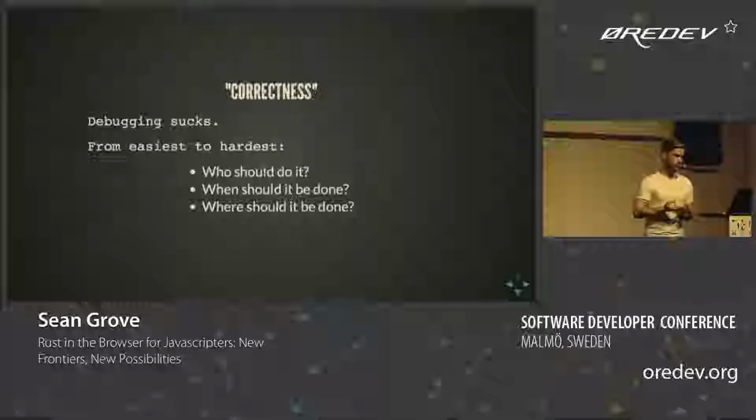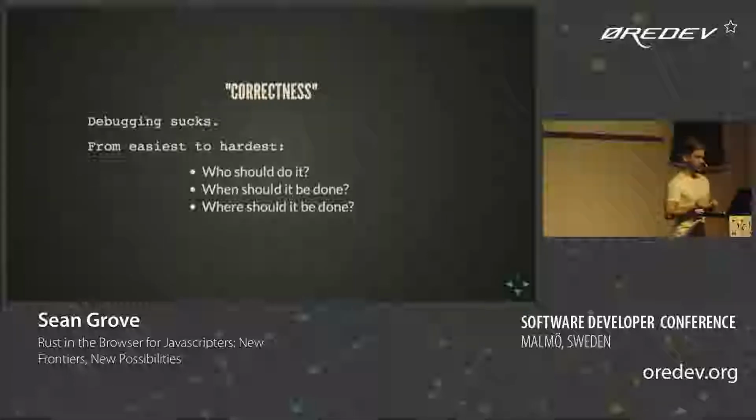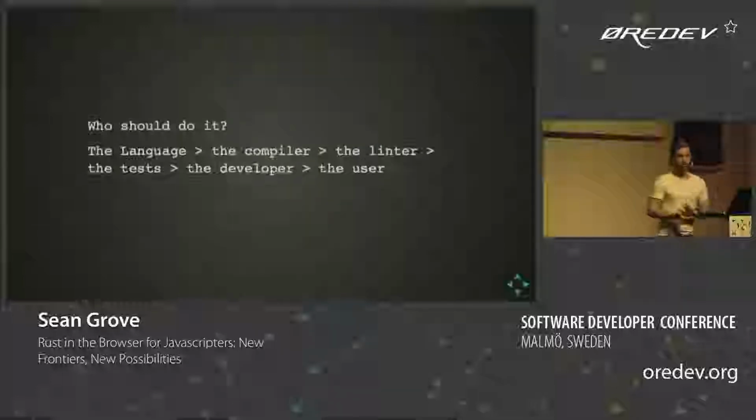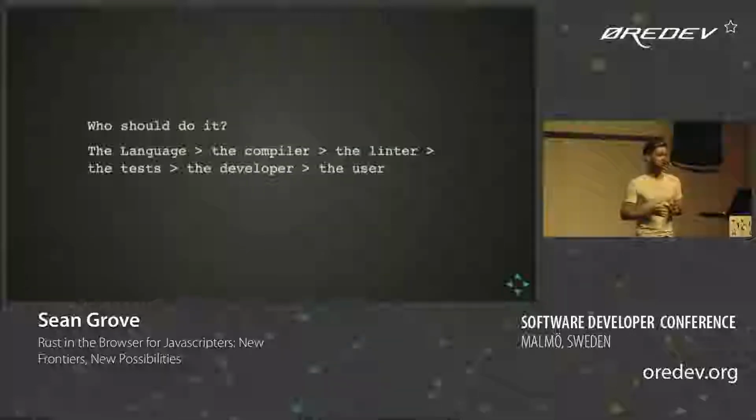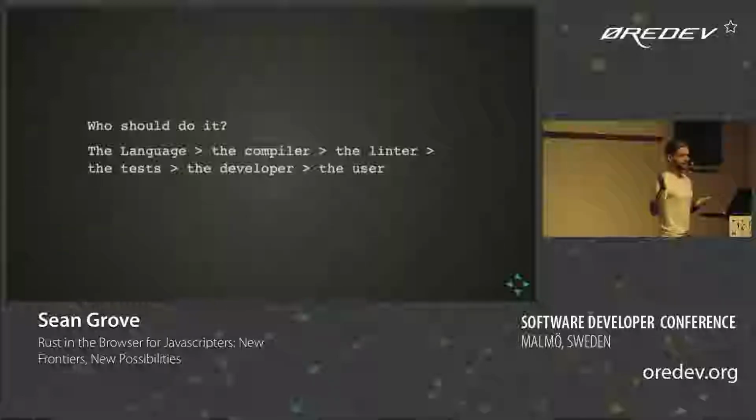And I would say there are 3 questions, in order of easiest to hardest, about debugging. The first is, who should be doing the debugging? Second is, when should it be done? And the third is, where? And I think who is really easy. Fundamentally, the language should be the one doing the debugging. A language should give you the expressive power to make bugs impossible to represent in the code. If we can eliminate entire classes of errors just by nature of construction in the language, that's huge.